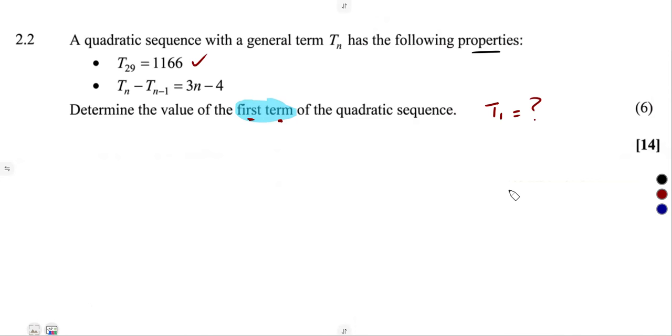Remember that when you are given a quadratic sequence, we have our terms, but so far we do not know which one is which. But let's say our terms are given. This is T1, this is T2, this is T3, this is T4, and so on. Let's say those are the terms of the quadratic.